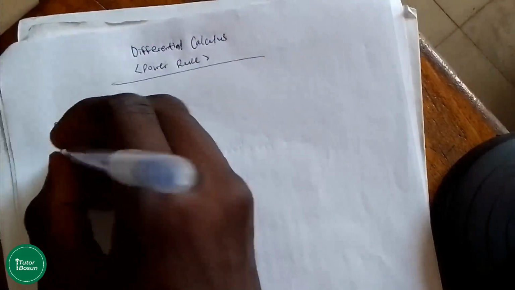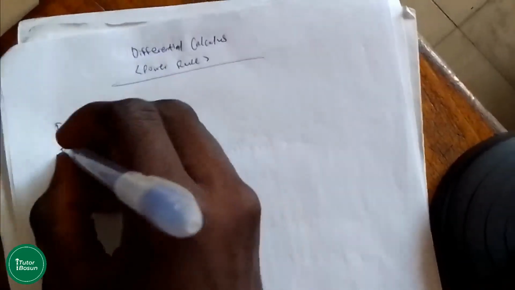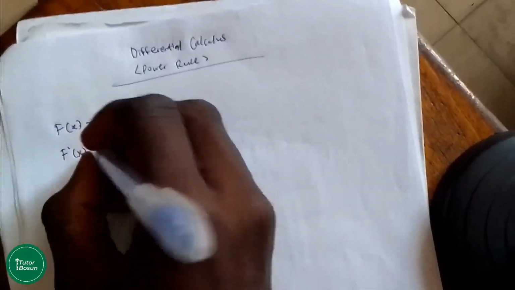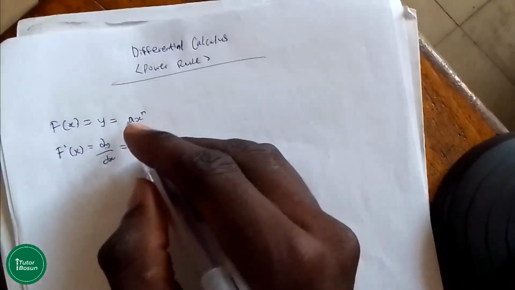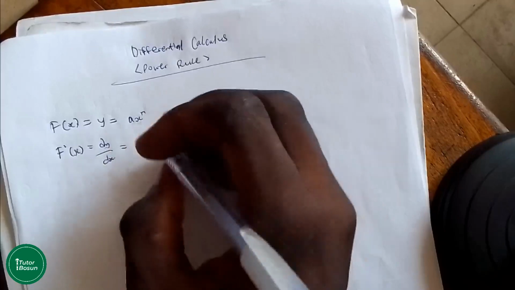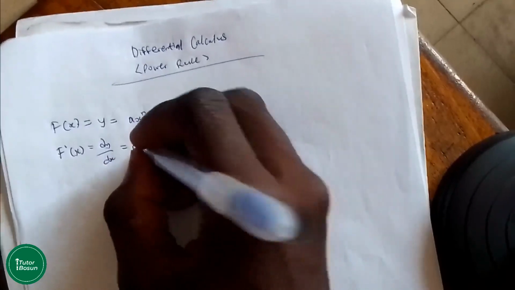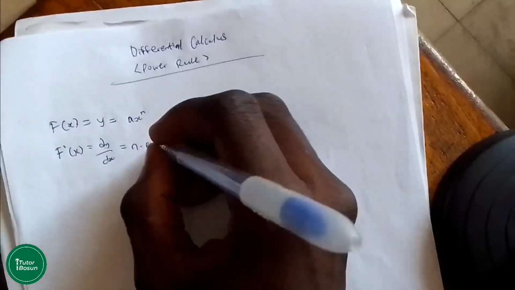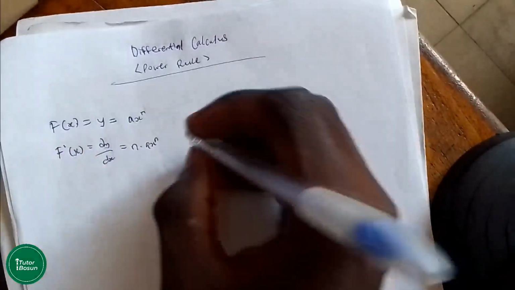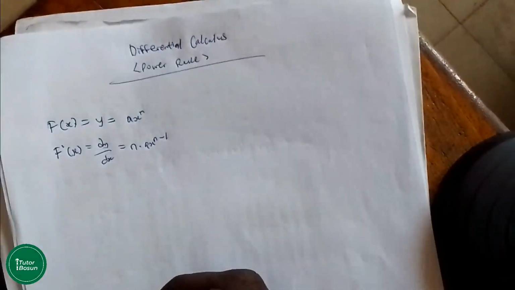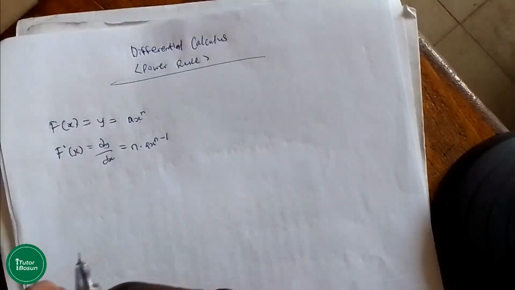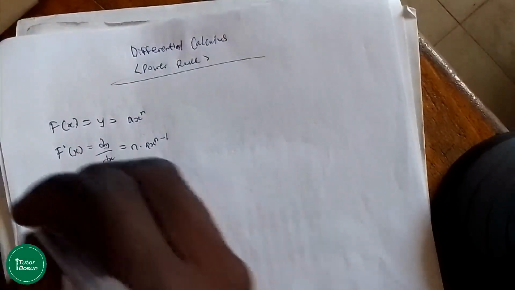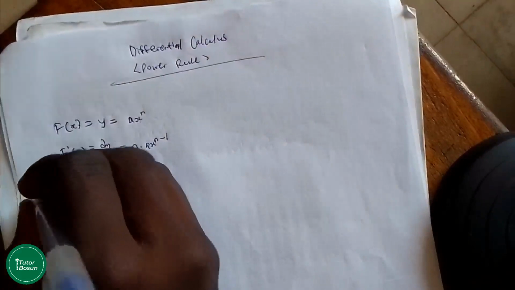So it says the first derivative of f of x, which is f prime of x, which is also dy dx, is giving us n multiplied by ax raised to power n, then you subtract 1 from the power, n minus 1. So that is the power rule of differential calculus. So without wasting much of our time, let's solve one example on it.